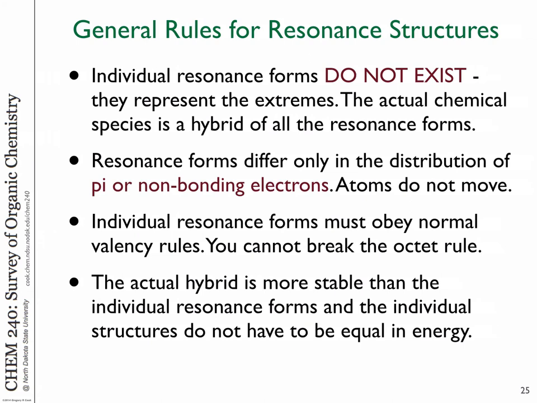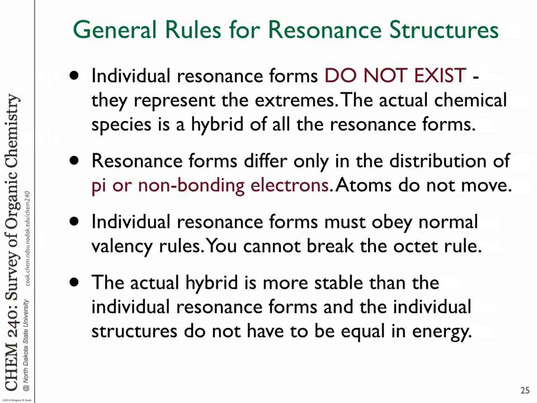Resonance forms, when we're really looking at what is a resonance form of a molecule, the ends or the different resonance forms, we're only changing the distribution of electrons in pi or non-bonding electrons when we look at one specific Lewis structure or the other. If you're actually changing other bonds or changing hybridizations, then we're not talking about resonance forms there. We're talking about actually different molecules. You can't draw a Lewis structure that does not obey normal valency rules. So you can't put 10 electrons around an atom, for example, in the combination of bonds and lone pairs. So that's a violation of the octet rule.